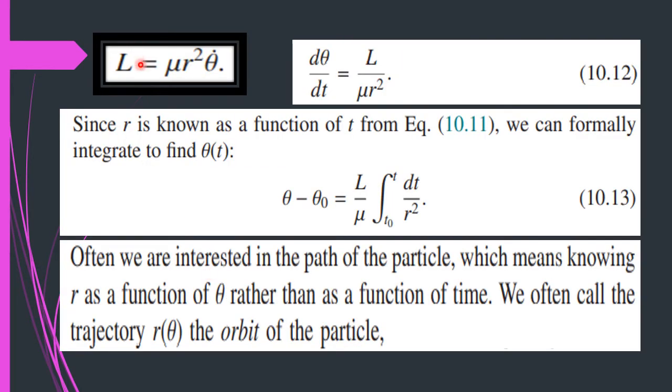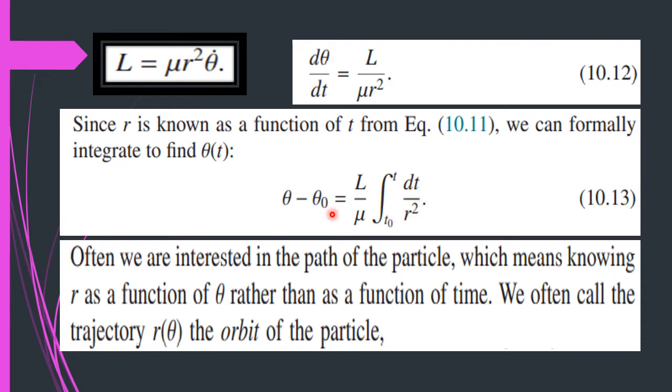Now we know that the angular momentum L is equal to mu r square theta dot, where theta dot is the variation of theta with time. So we have r as well as theta varying with time. So we have another equation, d theta by dt, which is equal to L by mu r square. Formally we can separate and integrate to find theta of t: theta minus theta 0 is equal to L by mu times the integral from t0 to t of dt by r square, where r is a function of time.